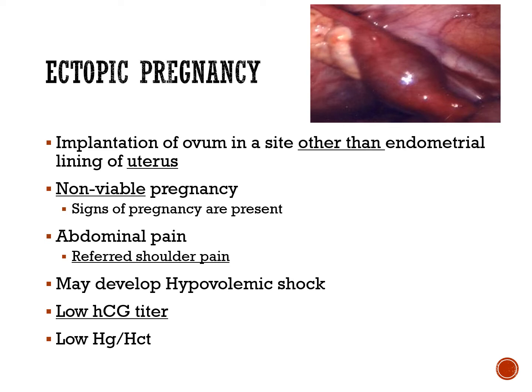Most of the time, there are signs of pregnancy present. They're going to have no period, amenorrhea, breast tenderness, nausea. They'll even have those Chadwick signs, that bluish discoloration of the cervix. They'll have HCG present in the blood and urine. Their uterus will enlarge, but because it doesn't have the baby in it, it's not going to grow like it typically should.